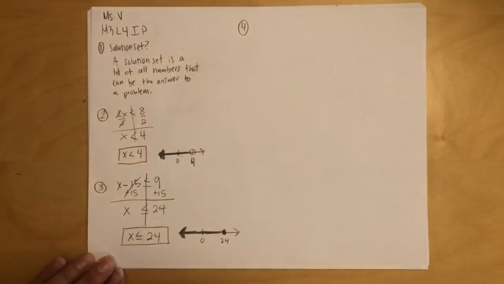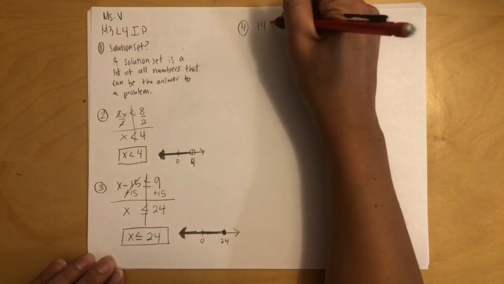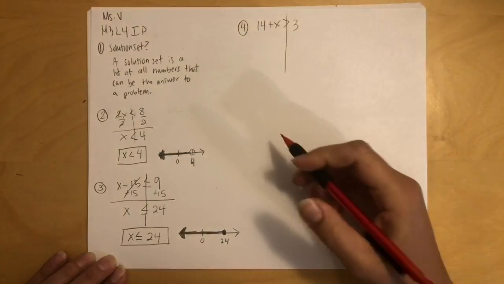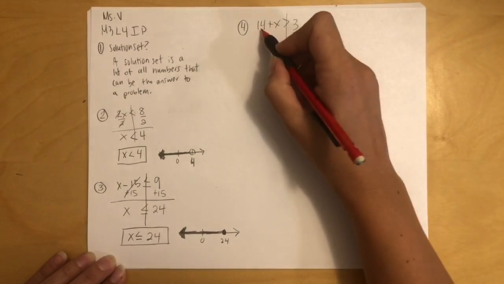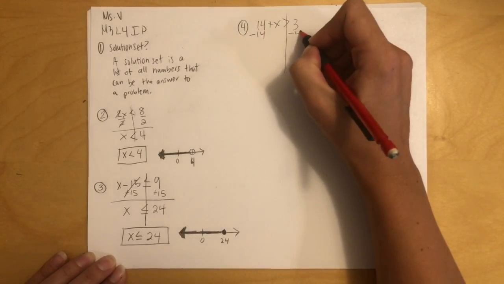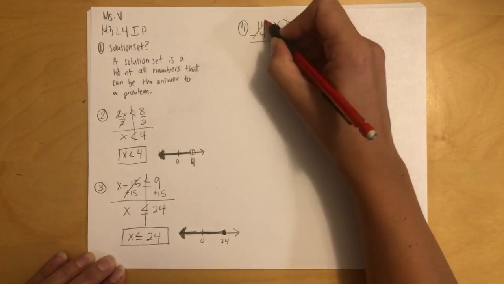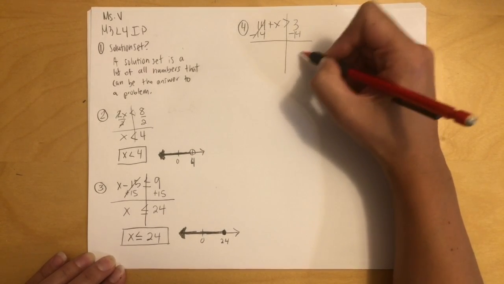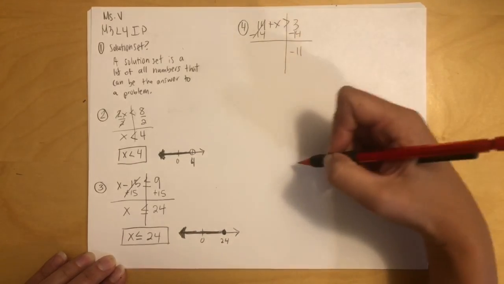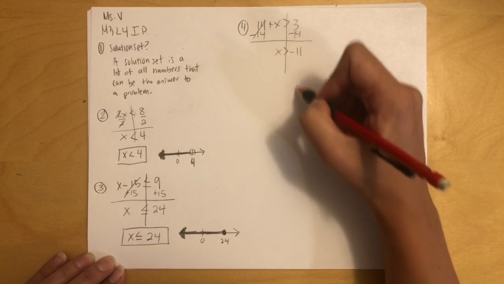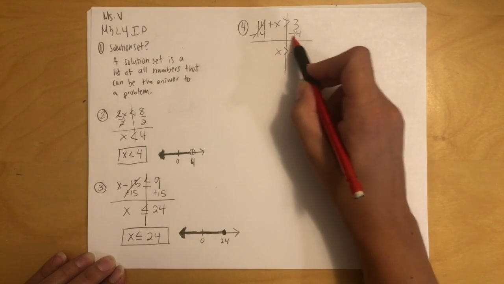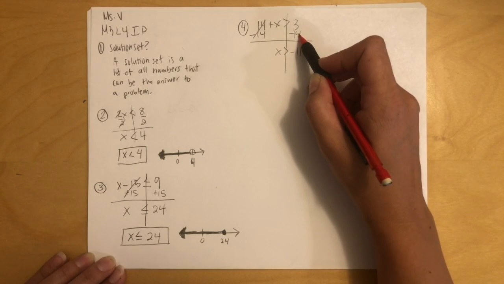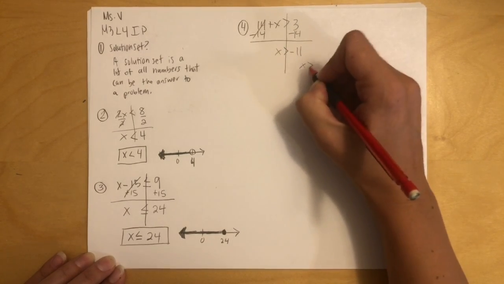Number 4. 14 plus x is greater than 3. Split up the two sides of my inequality, and I'm going to take away 14 from both sides. Cancels out. 3 minus 14, so the bigger one minus the smaller one, 14 minus 3 is 11. The bigger one's negative, so it's negative. x is greater than negative 11. I did not divide or multiply by a negative. I just subtracted. That's not dividing or multiplying. So it stays the same.